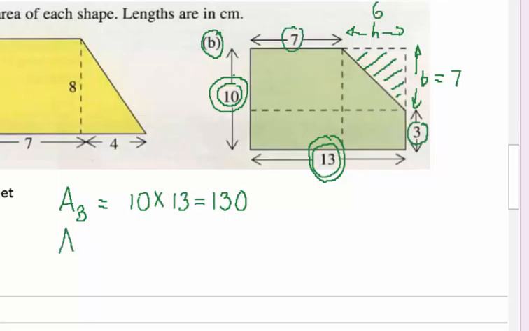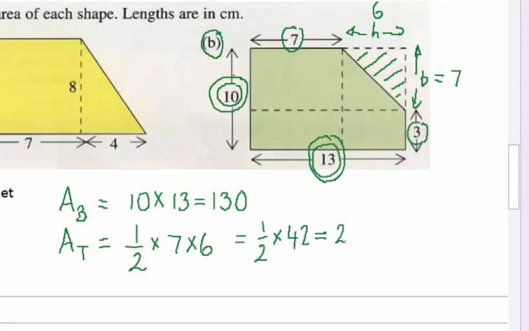So the area of our triangle AT is going to be 1/2 of, using the formula, half base times height, 7 times 6, half of 7 times 6, which is 1/2 of 7 6s, 42, which is equal to 21. So now I've got to take the 21 and subtract it off the 130. So my shaded area is going to be 130 minus 21, which is going to be 109.